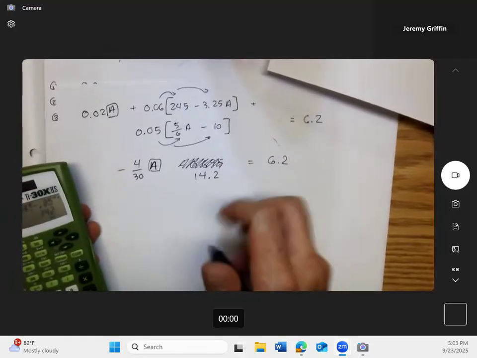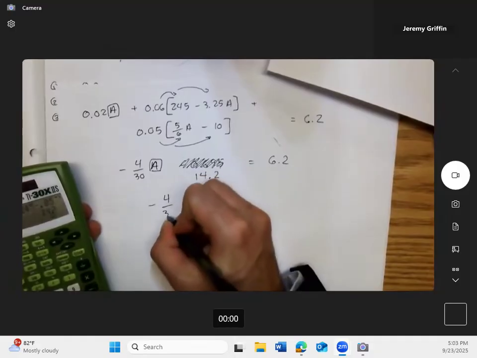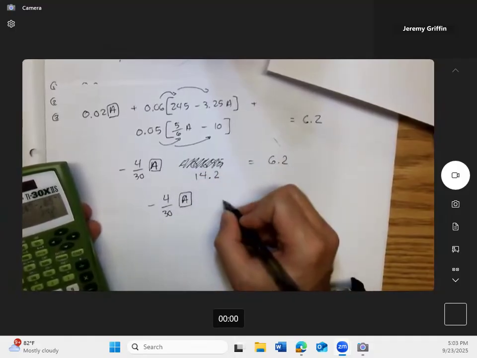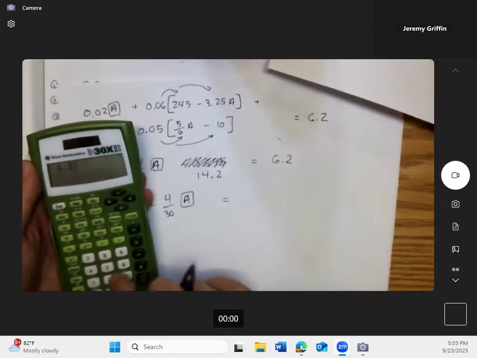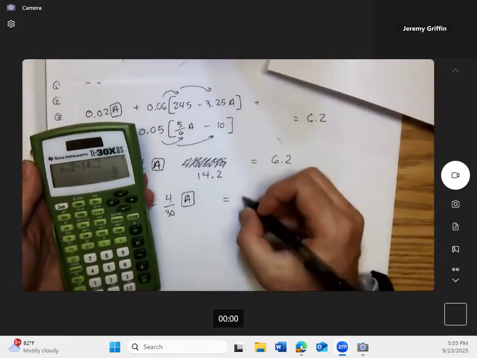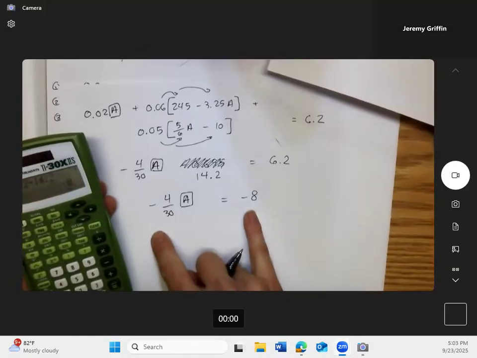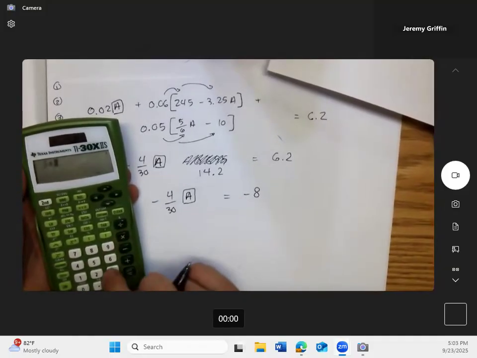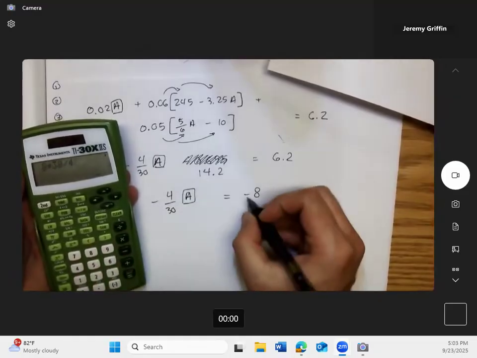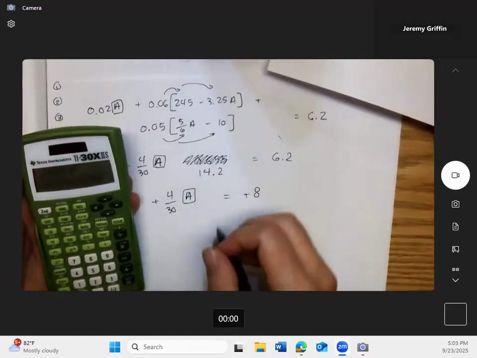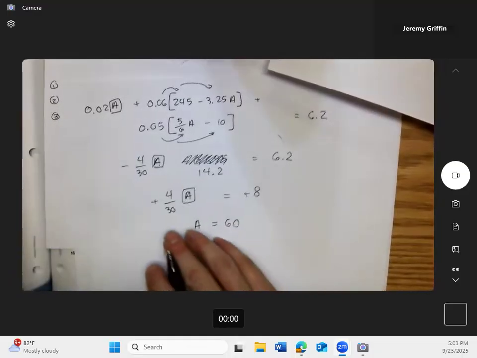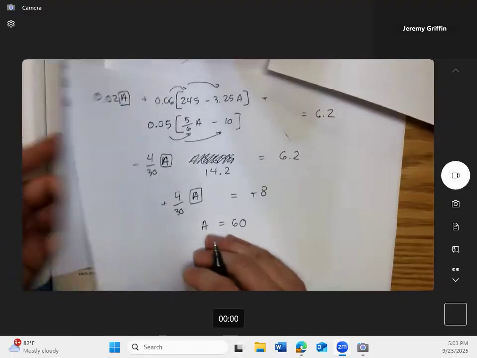Okay, so subtract that over. So negative 4 over 30a, reduced to 2 over 15, by the way, equals what, 6.2 minus 14.2 is negative 8. Yeah, looks nice. Right, and then what's 8 times 30 divided by 4? The negatives cancel. That is 60. A is 60.